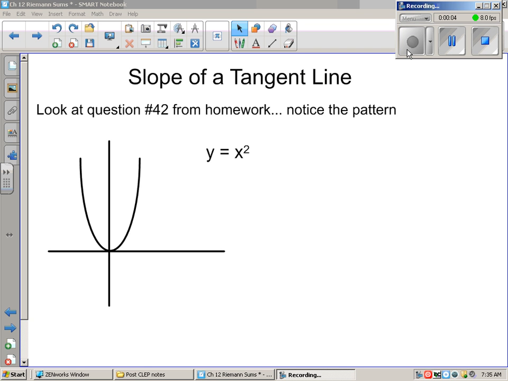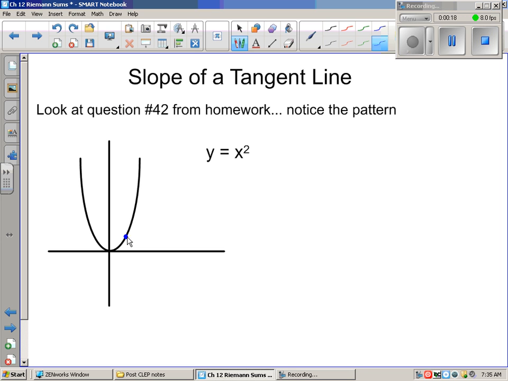At this point, you should have done number 42 from the homework assignment. What I'm looking for in this particular question is that you understand what's happening in this whole slope process. They're taking a point, and let's just say this is (1, 1). And we're basically finding the slope of different points, and we're getting very, very close. And the idea is, and I know it's hard to see, that we're getting very, very close so that we can actually figure out what the slope is at this point.